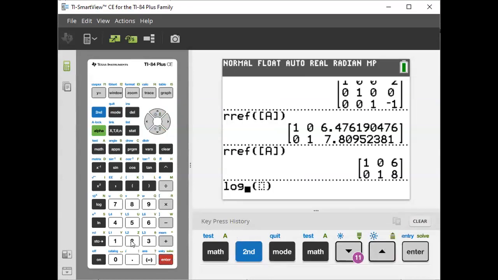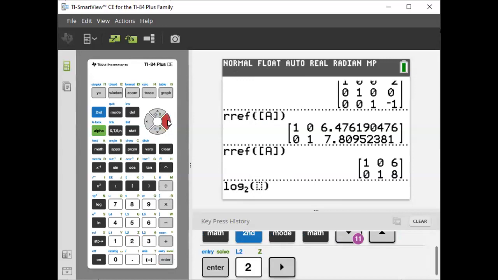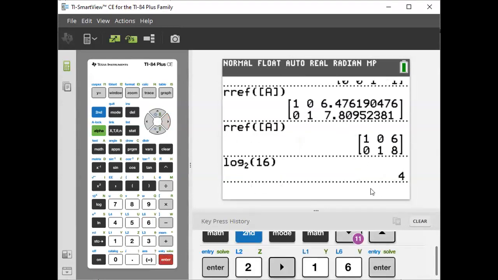it'll let me type in, okay, I've got the base of 2. And we just figured out that we thought it was 16. And it's giving me the answer of 4, which is what it's supposed to be, right? So I could check my work there. Just to remind you where that is, it's under math. It says log base.